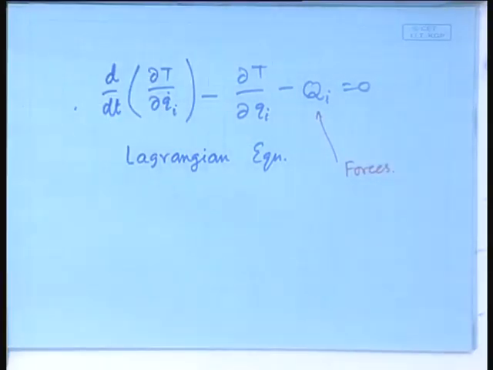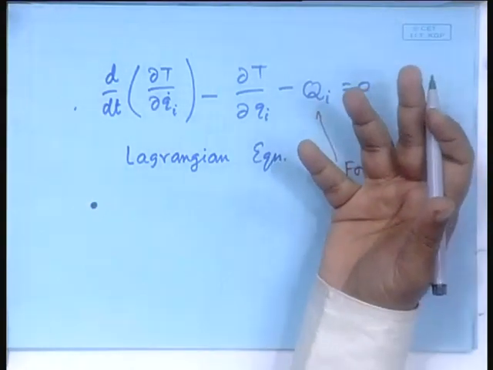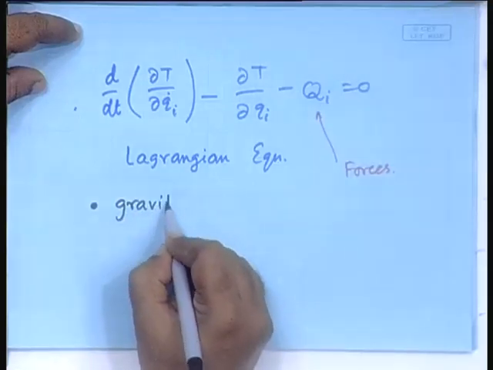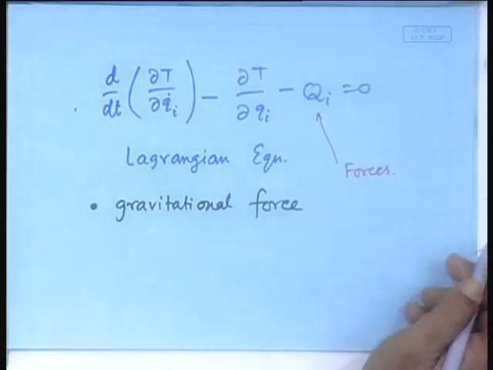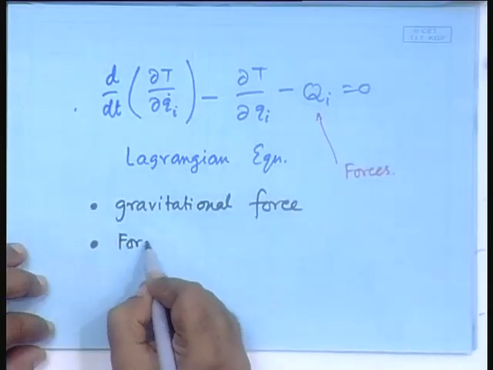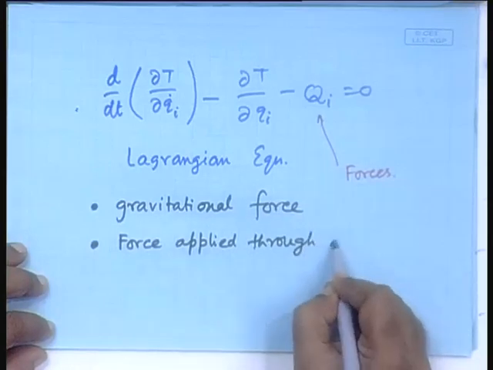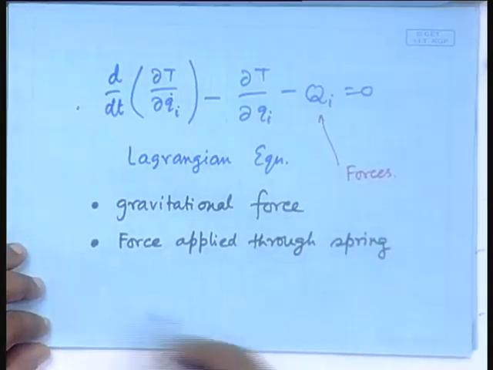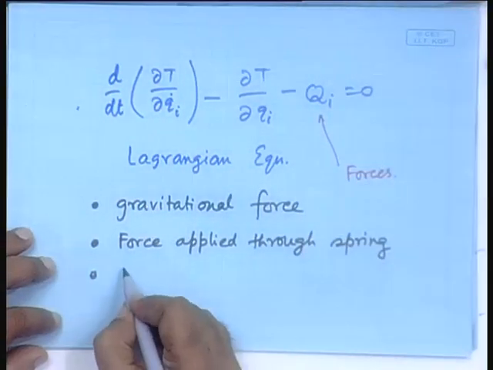What kind of forces could it be? It could be one, forces like the gravitational force. It could be force applied by one body on another by means of a spring in between, right. A force could also be externally applied, somebody pushes a body. So, externally applied force.